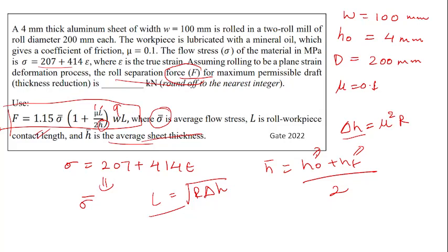For calculating the contact length, in case they've given the alpha, then we will use that formula. Otherwise, we are using this root R delta H. One thing they will give: either they will give you alpha, or they will give you mu and R both, so that you can use this formula. So L is coming as 10.